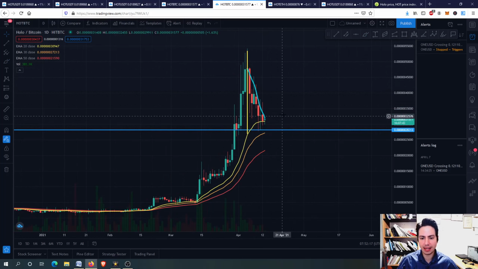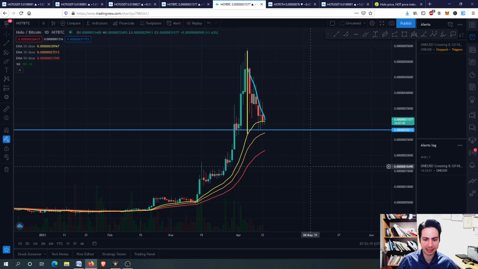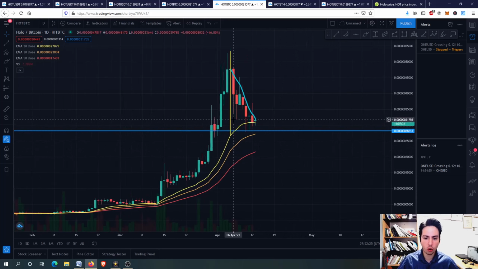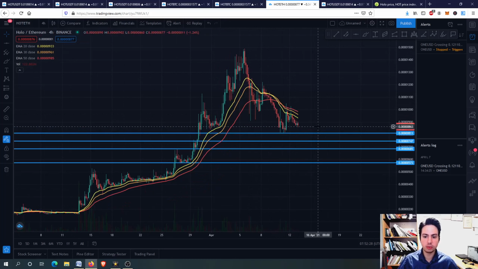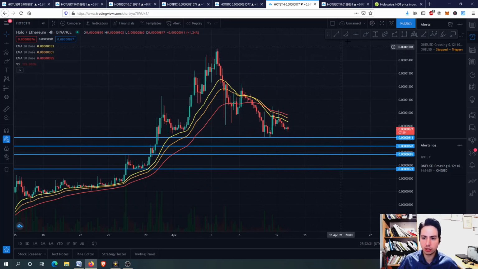Then we might see it going upwards or might hit lower support levels. We will talk about it after, if you want me to do updates for HOLOCHAIN. Let's go now to HOLOCHAIN against Ethereum. Same thing as the Bitcoin here, guys.